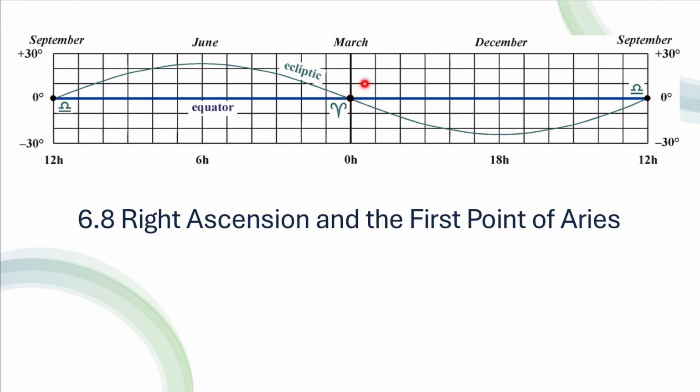There's also another point where the celestial equator and the ecliptic cross over, and this is called the first point of Libra, which is there, but right ascension is measured from the first point of Aries.